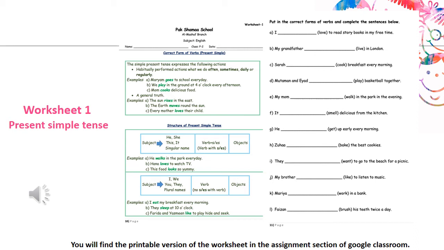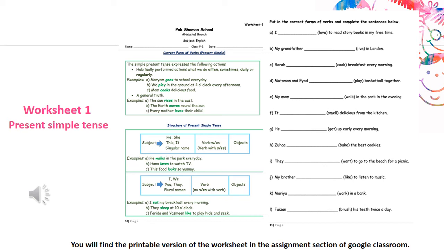If the subject is he, she, this, it or any singular name, we have to put s, es or ies at the end of the verb. If the subject is I, we, you, they or any plural names or plural objects, there will be no s, es, ies at the end of the verb. Okay? And dear students, remember, general truth will always be present simple tense.